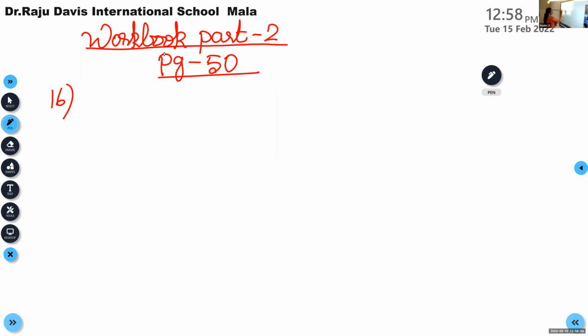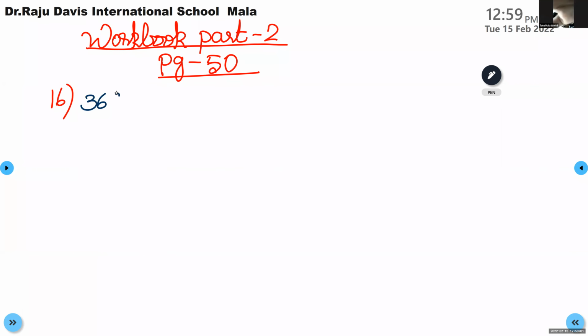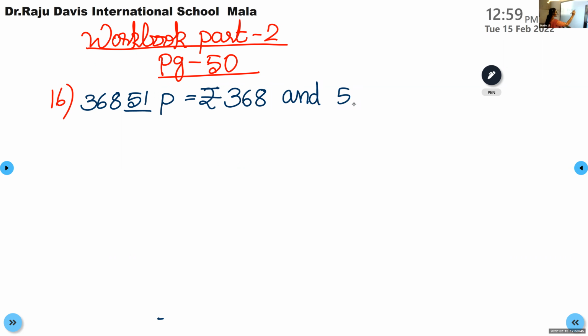Okay. So the question is: 36,851 paise is equal to, you have to convert into rupees and paise. So the last two digits will go to the paise side. All other digits will be for rupees, isn't it? So what you have to do here is just put the rupee symbol and write all the digits, leaving the last two digits, and all other digits have to be written together like this: ₹368.51.